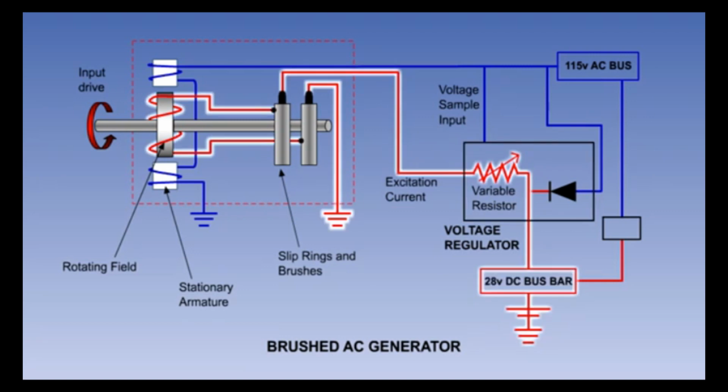The current supply for the excitation of the rotating field is provided initially from the aircraft's DC busbar. This busbar is powered by the battery until the generator is online, so the initial excitation current is supplied by the battery. Once the generator is online, the AC output is fed directly to the voltage regulator, where it is rectified before being used in the field circuit.